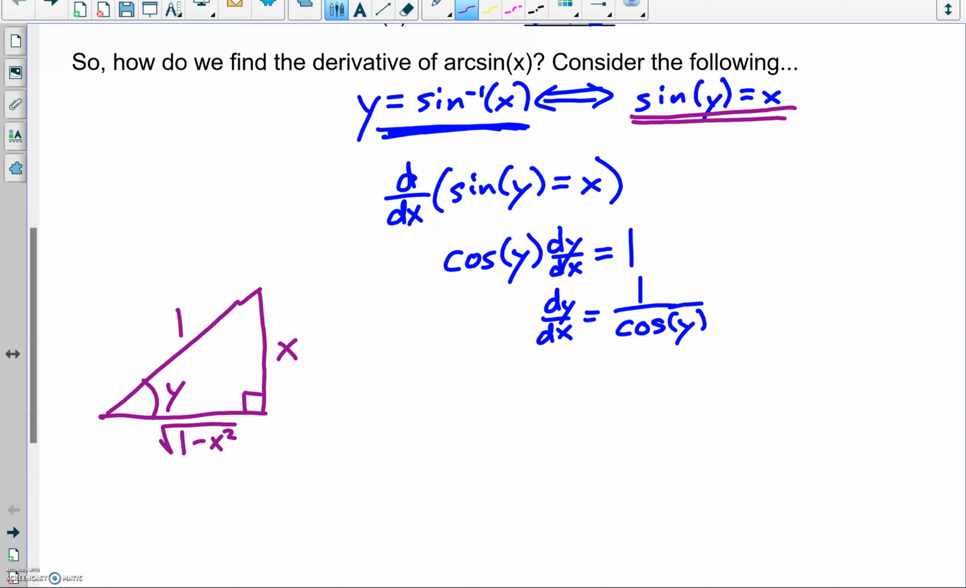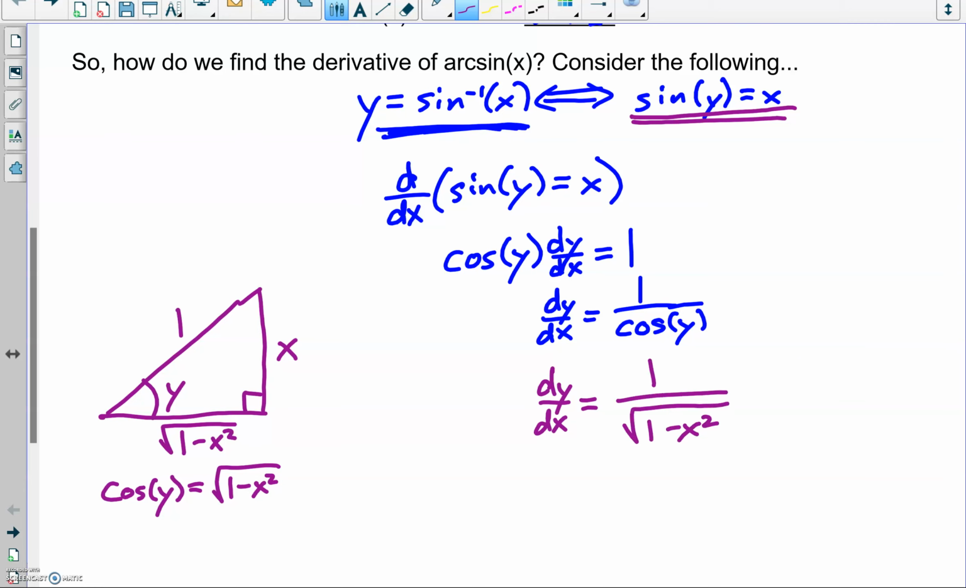And if you use the Pythagorean theorem, you get the adjacent is the square root of 1 minus x squared. So now I can think about, okay, what's the cosine of y in this triangle that I've created? y is still the angle, and the cosine is adjacent over hypotenuse, or that square root of 1 minus x squared over 1. And that then can be taken over here, and I get my dy dx, the derivative of the arcsine, is 1 over the square root of 1 minus x squared.